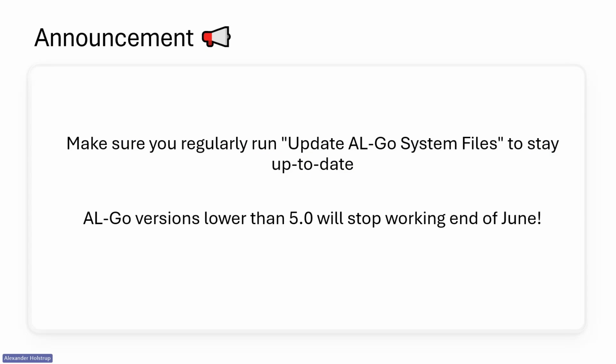One other announcement is please make sure you regularly run Update AL-Go System Files, because some of the earlier versions of AL-Go will soon stop working, 5.0 and lower. No, sorry, 5.0 will work. Lower than 5.0 will not work. For reference, 5.0 is about a year old now. So if you haven't run Update AL-Go System Files in a year, please make sure you run it relatively soon.